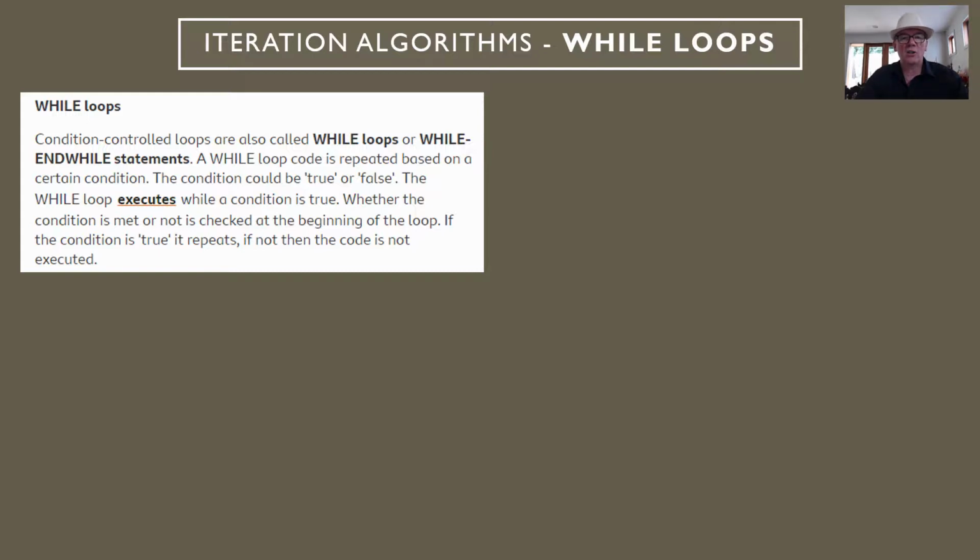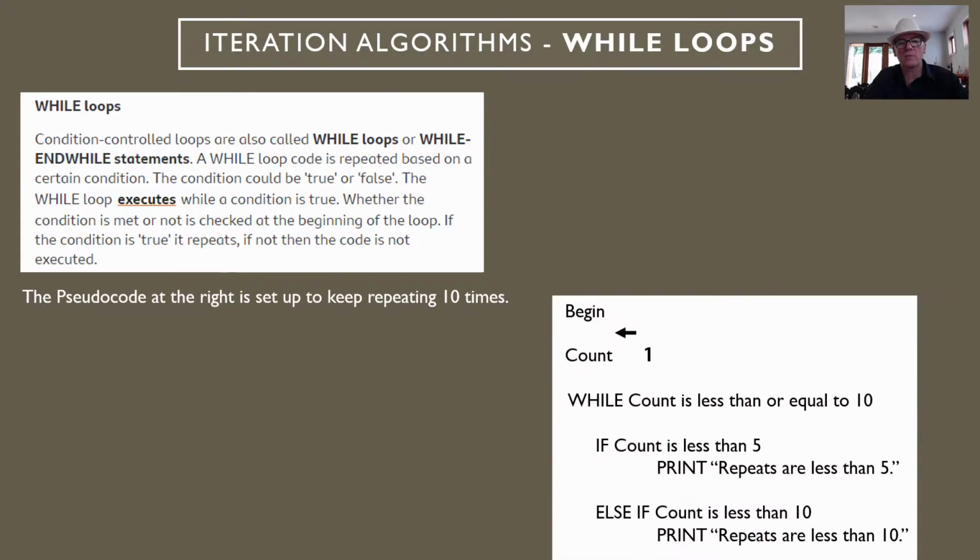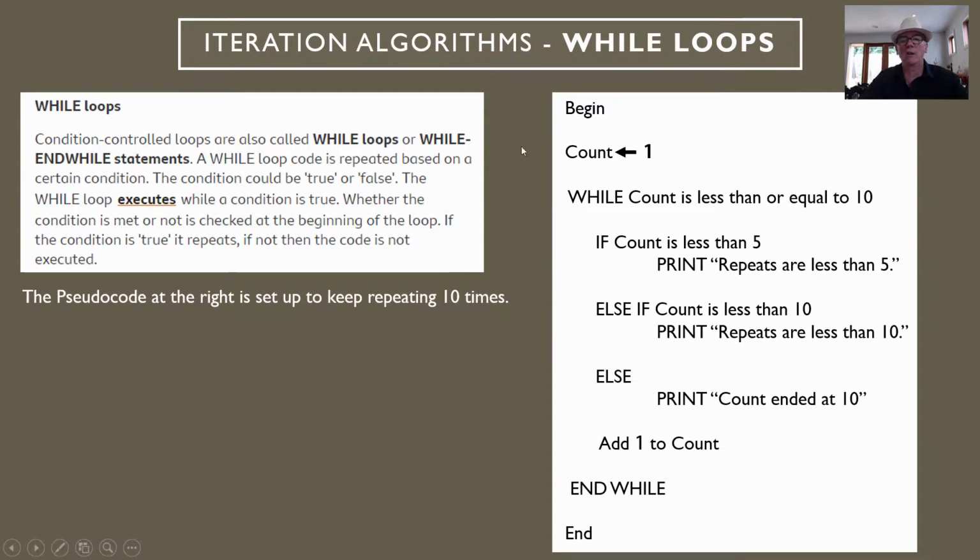All right, so iteration algorithms, we can have while loops, okay? So while and end while, so that we saw that with the brushing the teeth. While we're less than 32 teeth, keep brushing. And the pseudocode to the right is set up to do 10 repeats. So here we've got some pseudocode begin and end at the bottom, and we're setting the count to 1. And while that count remains less than 10, we're going to do some checking.